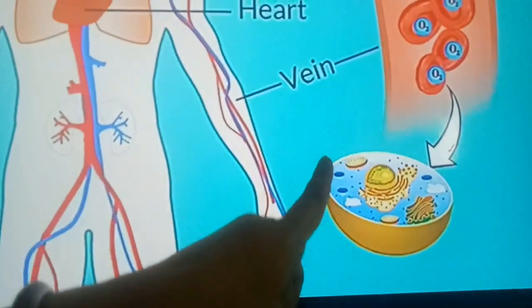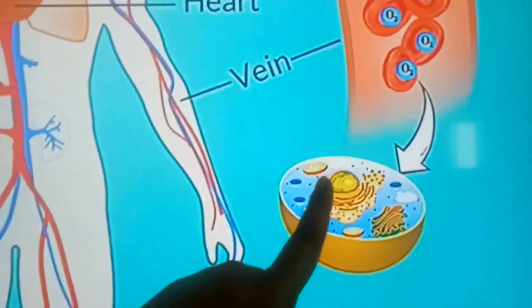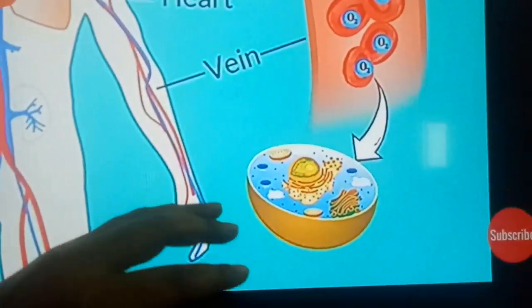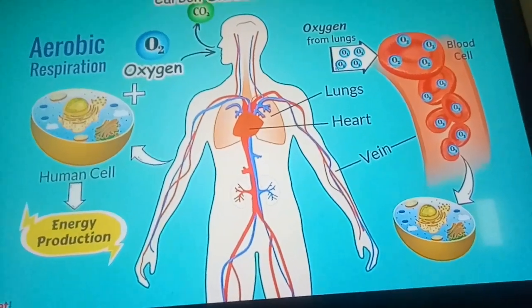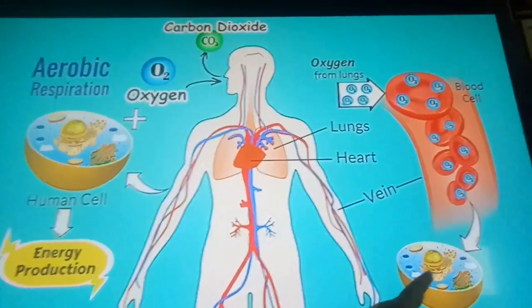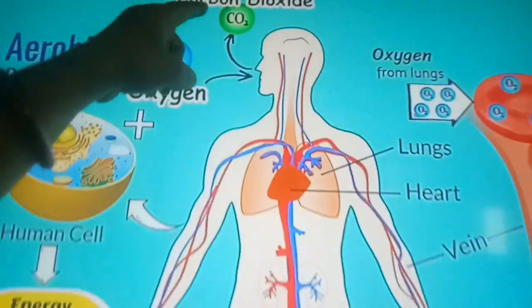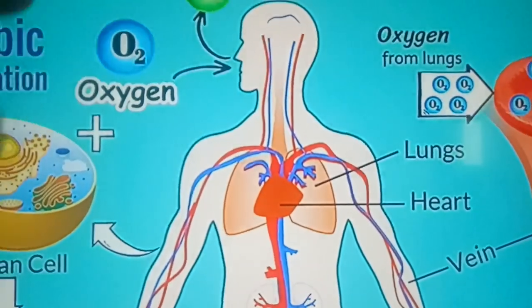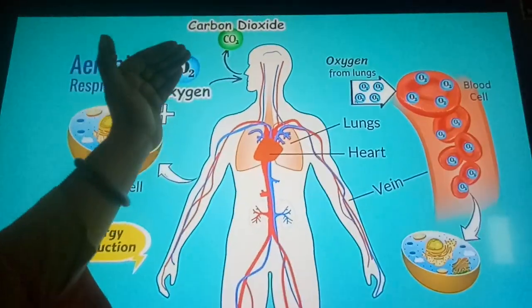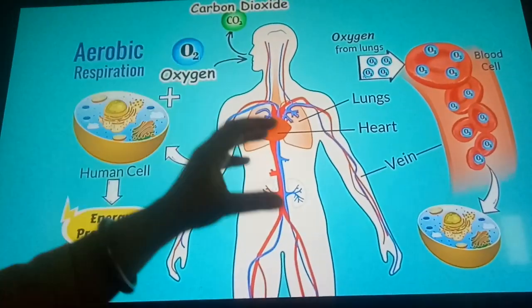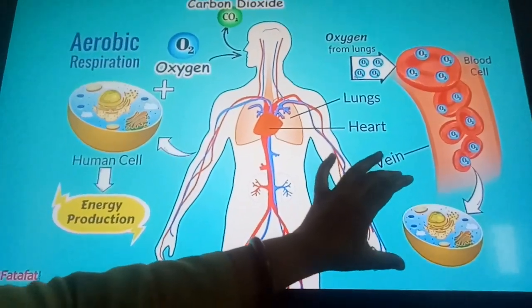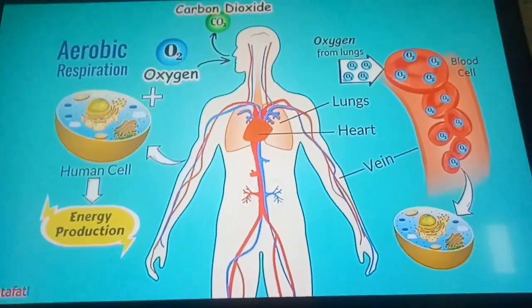And in the cell, at the second level, cellular respiration, carbon dioxide, water, and energy are released as byproducts, and that carbon dioxide is exhaled out. So at body level, oxygen rich air is taken inside and carbon dioxide rich air is exhaled out, and at cell level we have cellular respiration.